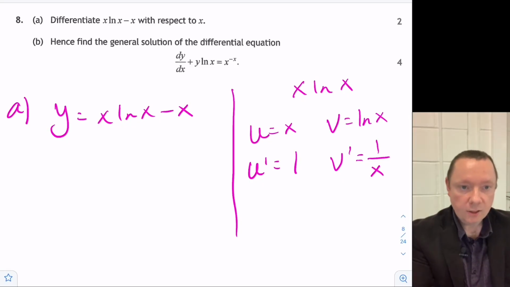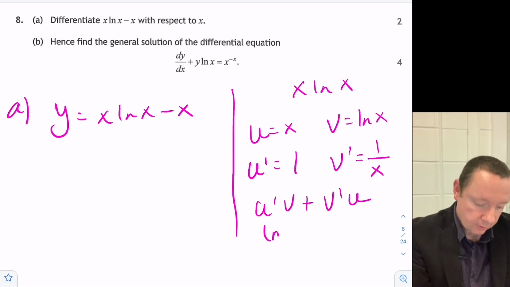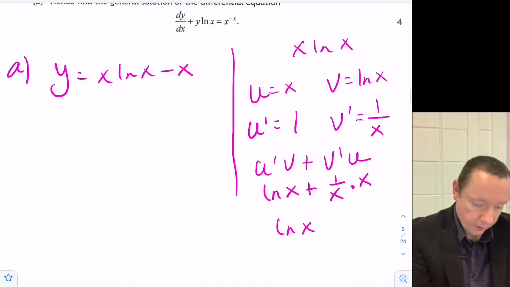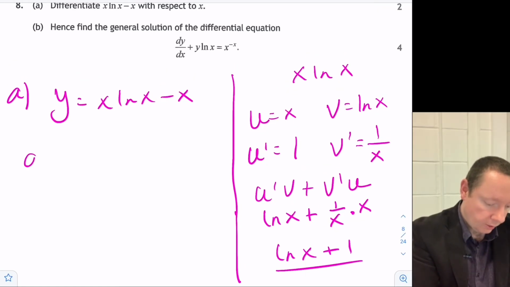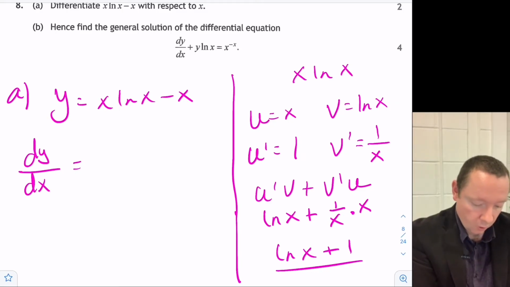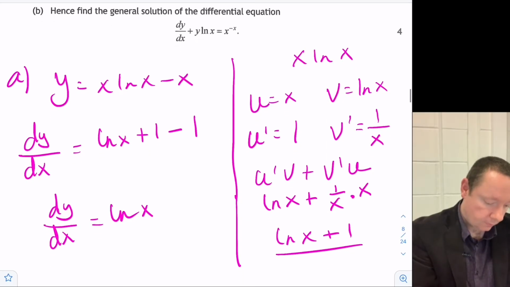And just a reminder, so we've got u dash v plus v dash u. So that's 1 times log x plus 1 over x times x, or log x plus 1. So that means that on this side, differentiating it, dy by dx must be log x plus 1 minus 1, because differentiating x is just 1. So dy by dx in this case is just log x.